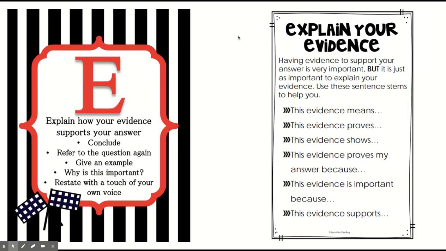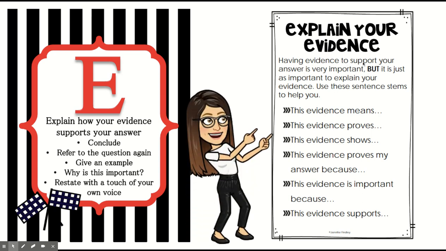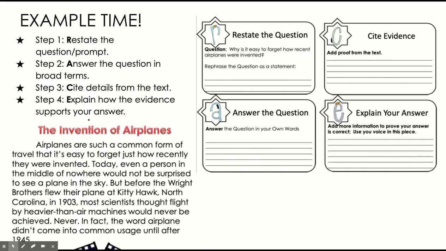Hey guys, we're back for our last lesson on our acronym RACE for answering questions. Today we're going to be talking about the E, explaining how our evidence supports our answer. This is important because we not only need to explain how our evidence supports our answer, but we need to explain it so that we have proof that we also understand our answer, and to show why that evidence is important. So let's look at an example.